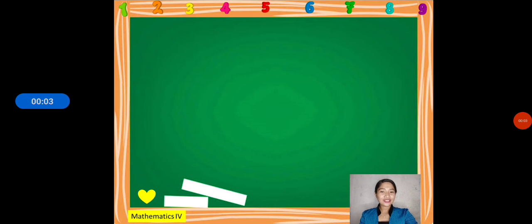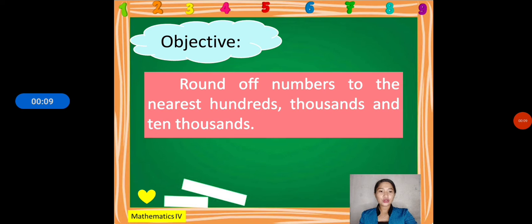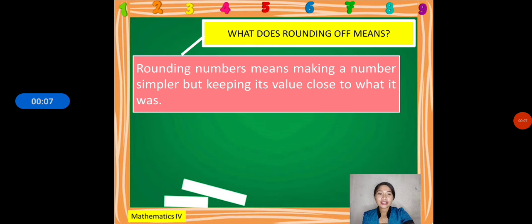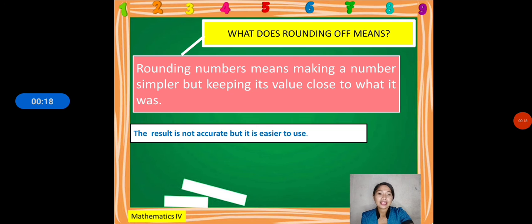Those questions are related to our objective for today: round off numbers to the nearest hundreds, thousands, and 10,000s. What does rounding off mean? Rounding numbers means making a number simpler but keeping its value close to what it was. And also, rounding off is used for estimation. The result is not accurate, but it is easier to use.